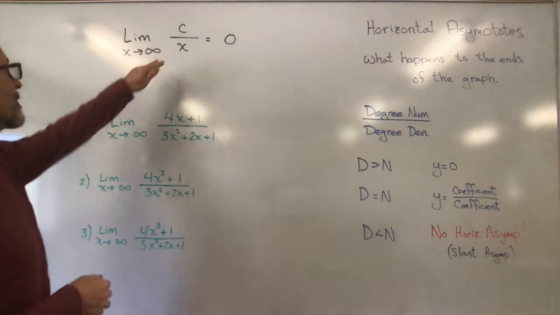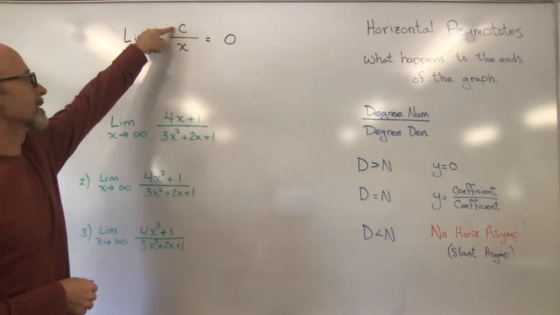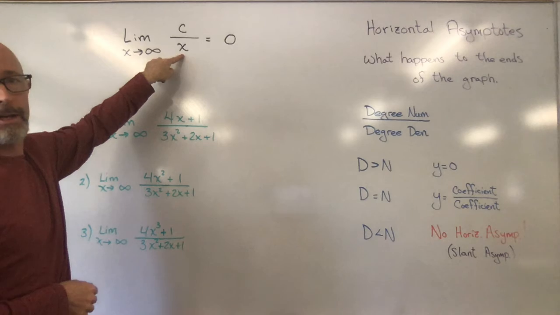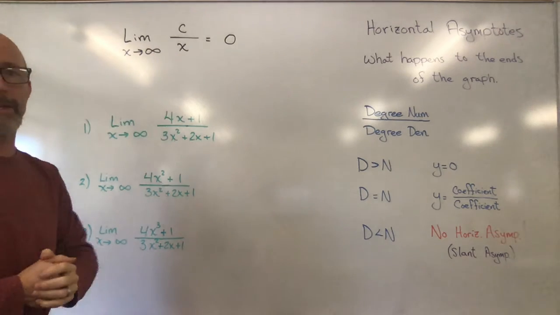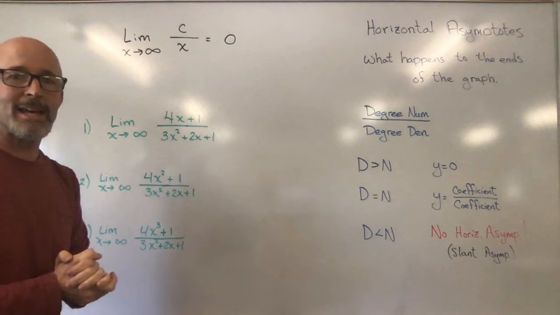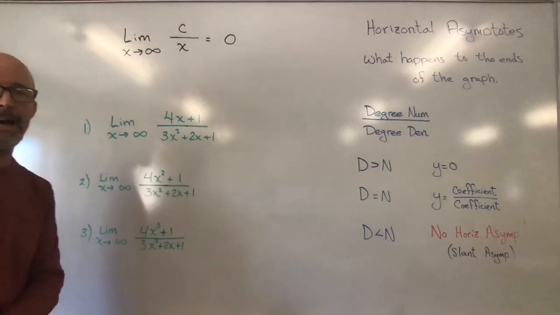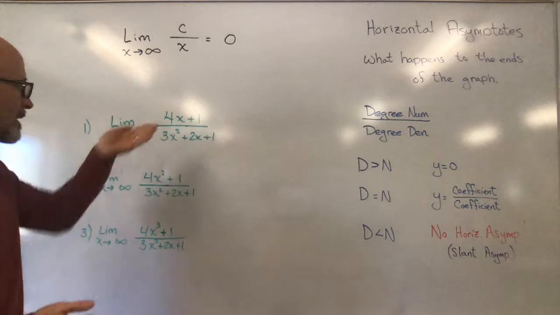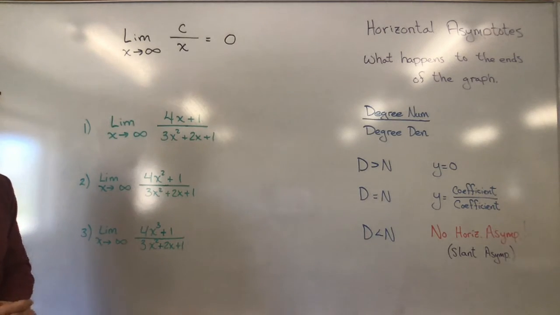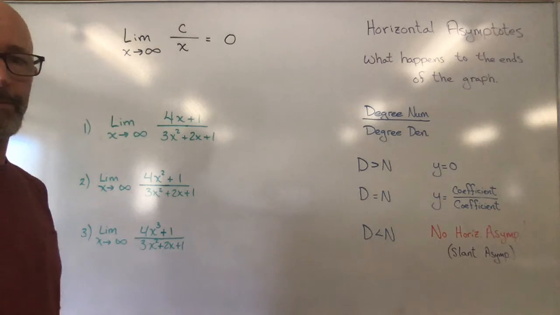It all starts from this limit where whenever we take the limit of something with a constant, any constant, divided by a variable that's getting infinitely large, that limit will go to zero. We're going to use that same idea to prove these rules here. And all you need to do is find the highest degree that's either in the numerator or denominator. For example 1, the highest degree is a second degree.